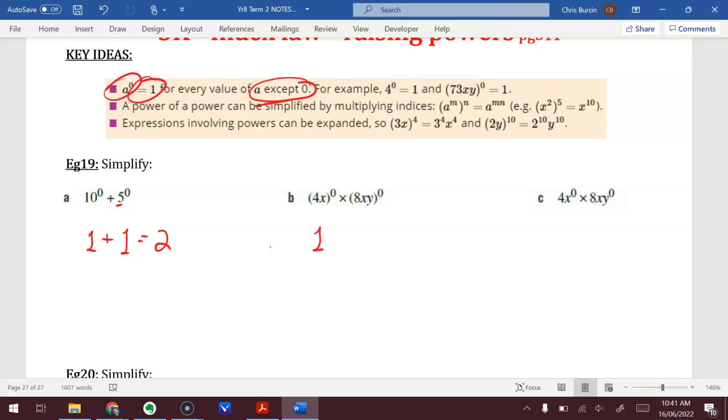4x to the power of 0. Let me see if I can work that out. 1 times, multiplying now, 8xy to the power of 0. What's that? 1. 1 times 1 is 1. Are you with me so far?